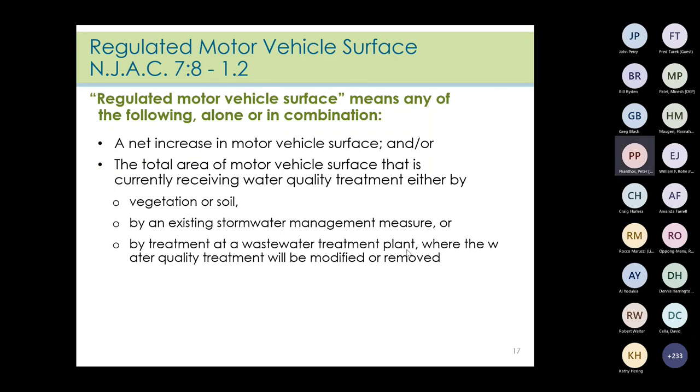Building on the definitions from the previous two slides, a regulated motor vehicle surface means any of the following, alone or in combination. One, a net increase in motor vehicle surface, and or two, the total area of a motor vehicle surface that is currently receiving water quality treatment, either by vegetation or soil, by an existing stormwater management measure, or by treatment at a wastewater treatment plant where the water quality treatment will be modified or removed. Just to note, areas that are only for emergency use and are regularly gated for motor vehicle traffic may be excluded from a site's total regulated motor vehicle surface.